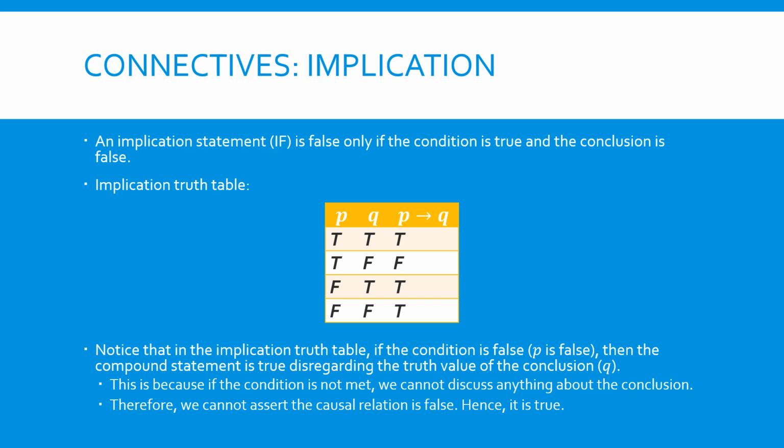Note the third and the fourth rows of the truth table, which say that when the condition is false, the implication statement is true, disregarding the truth value of the conclusion. This definition is a bit counterintuitive. The explanation is that when the condition is false, we have not satisfied the requirement for the conclusion to happen. Therefore, no matter whether the conclusion happens or not, we cannot say the implication itself is false. Hence, the corresponding truth value for the implication statement is true.